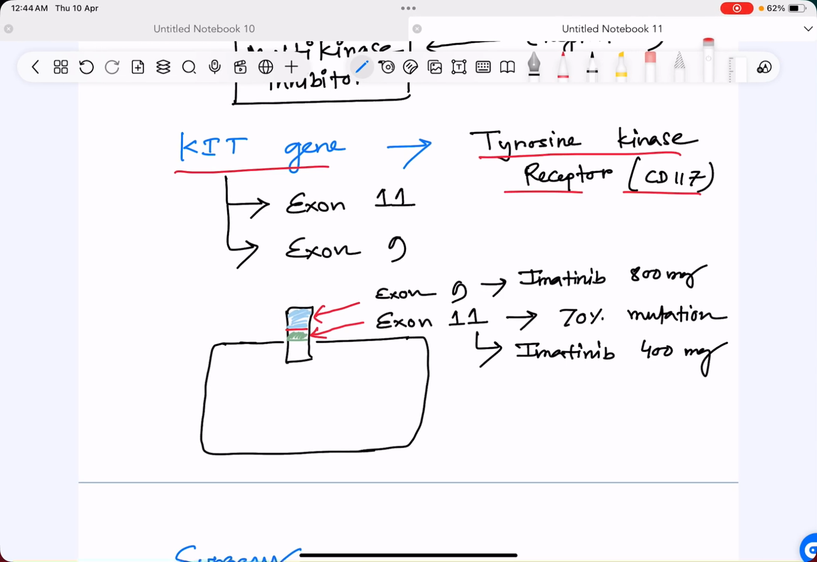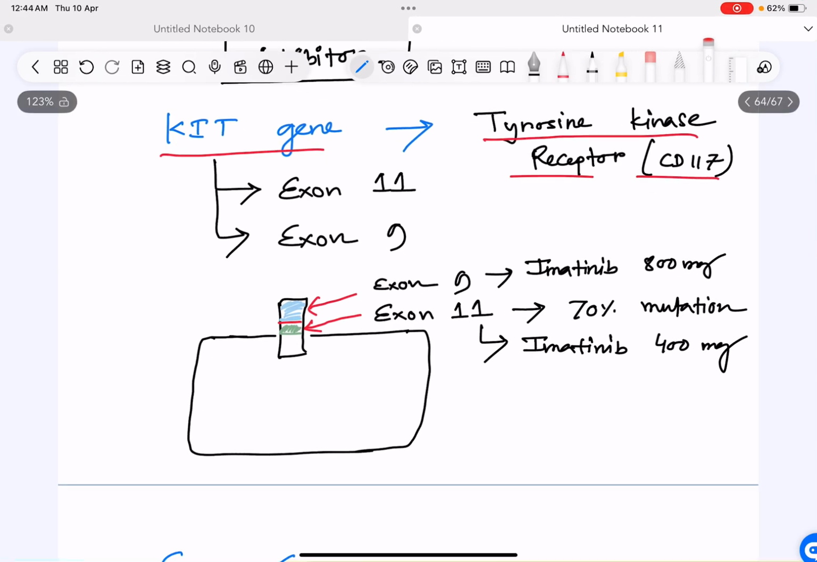So the part which is near to the cell is called exon 11 of the tyrosine kinase receptor, and the outer part is known as exon 9. Exon 11, exon 9. Exon 11, we have to give imatinib 400 mg. Now this is not given in every patient.